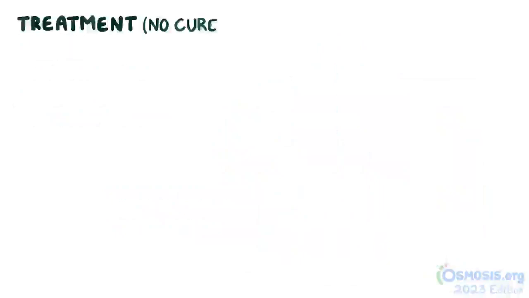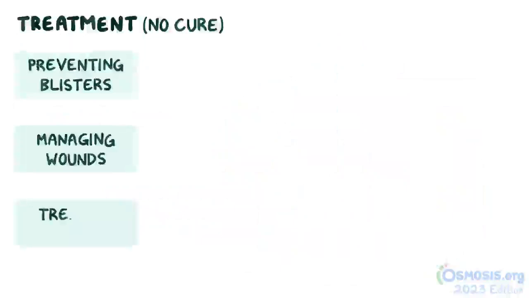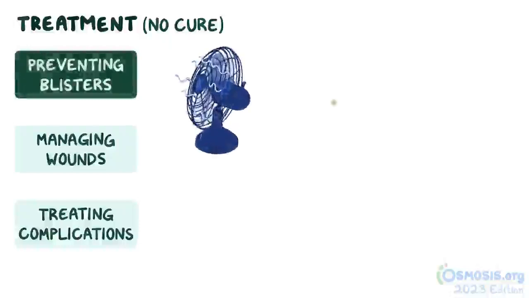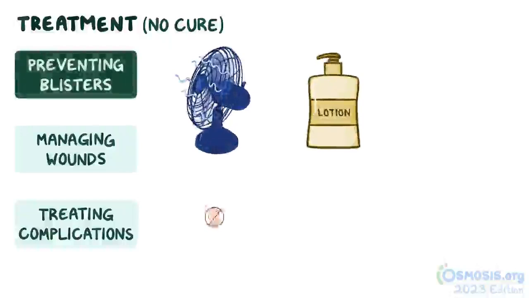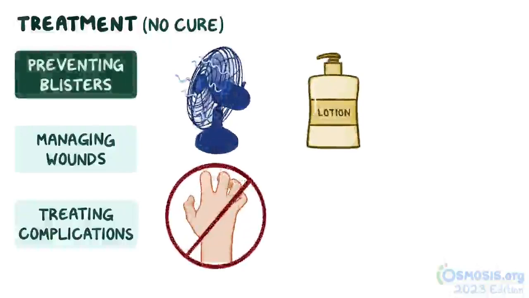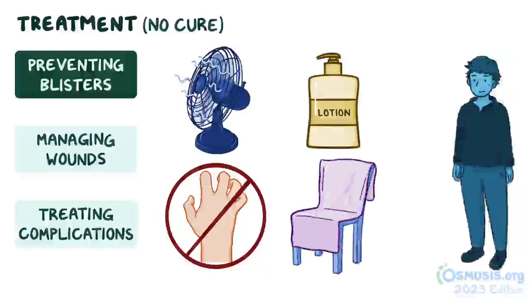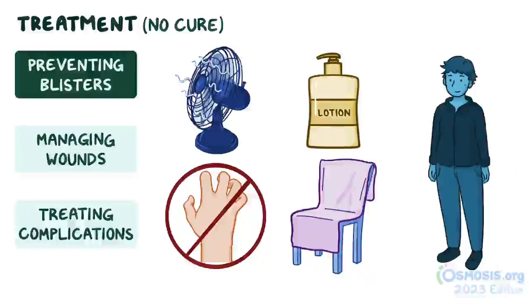Now, there is no cure for epidermolysis bullosa, so management focuses on preventing blisters, managing any wounds, and treating complications. To prevent blisters, the environment can be kept cool and the skin moist by using a moisturizer daily. Scratching should be avoided and can be helped by keeping nails trimmed short. To avoid trauma, hard surfaces can be padded with foam or a thick towel, and long pants and sleeves can be worn, especially when outdoors.